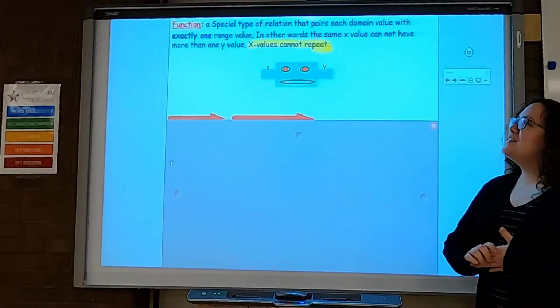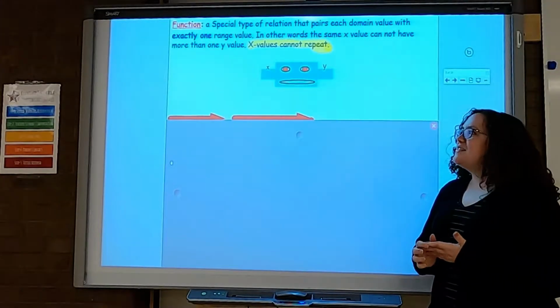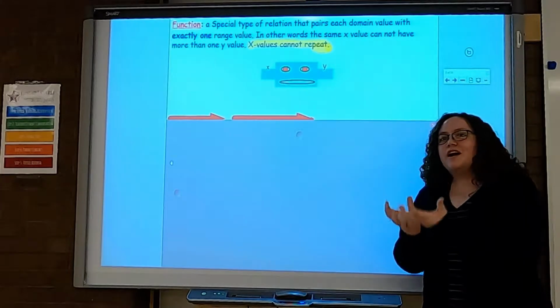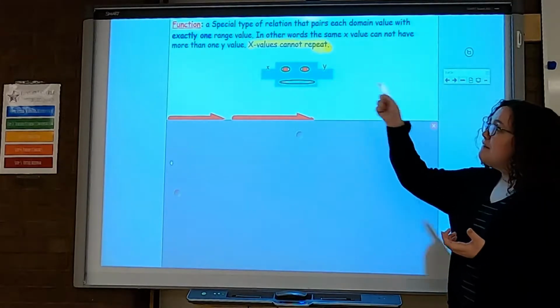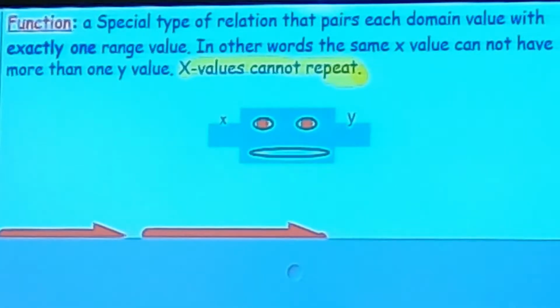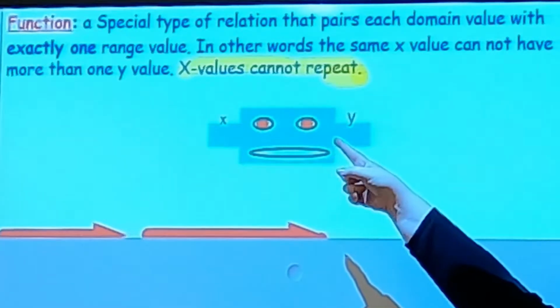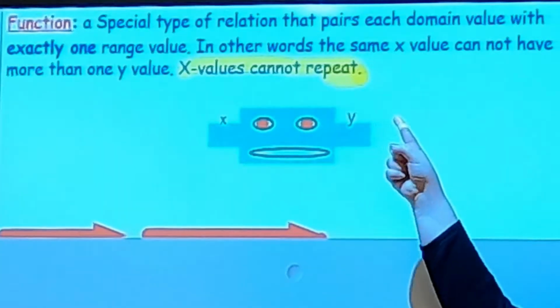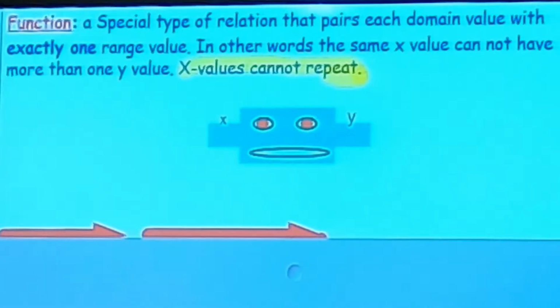All right, for this video, let's go over a function, what it is, and how to identify whether or not the set of data you got is a function. A function is a special type of relation that pairs each domain value with exactly one range value. That is extremely important. In other words, the same x value cannot have more than one y value. X values cannot repeat. Make sure you write that down. X values cannot repeat for functions.